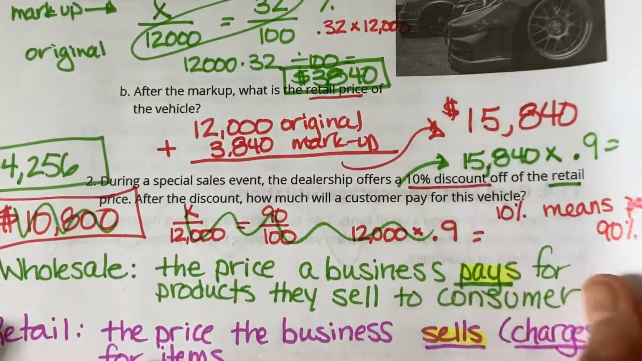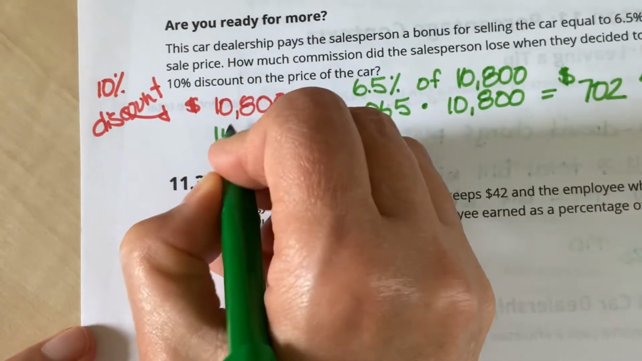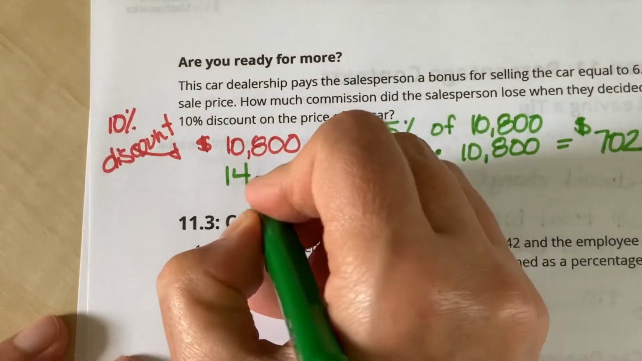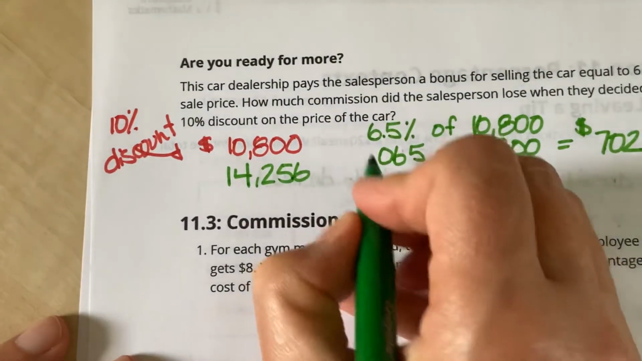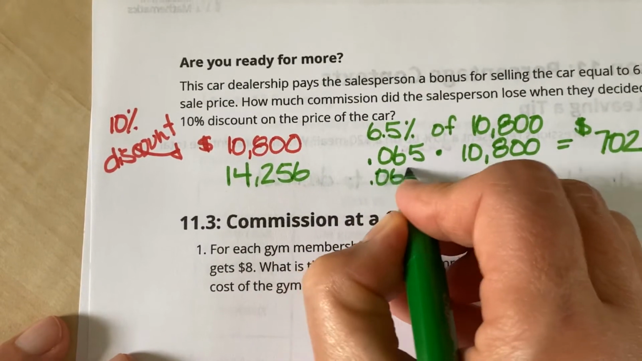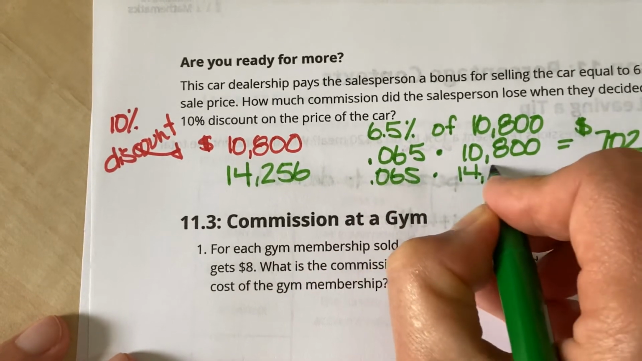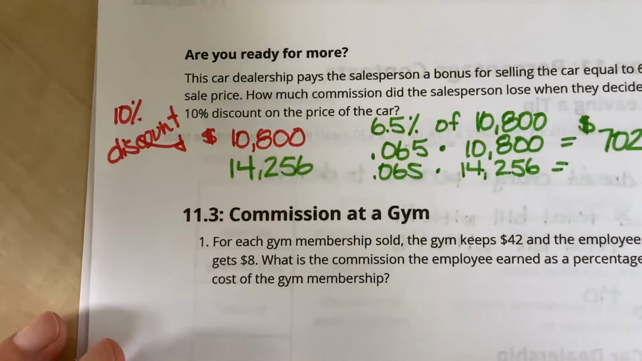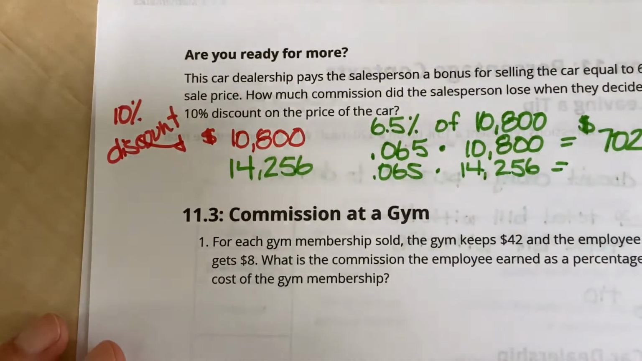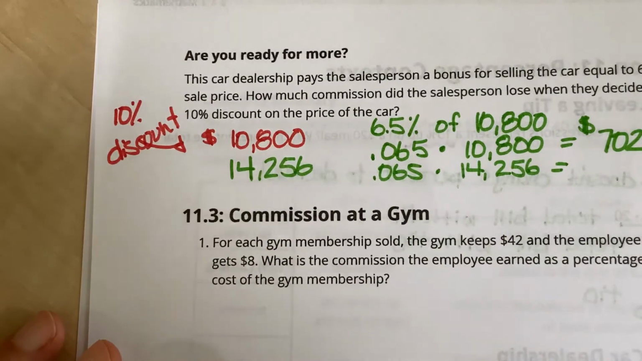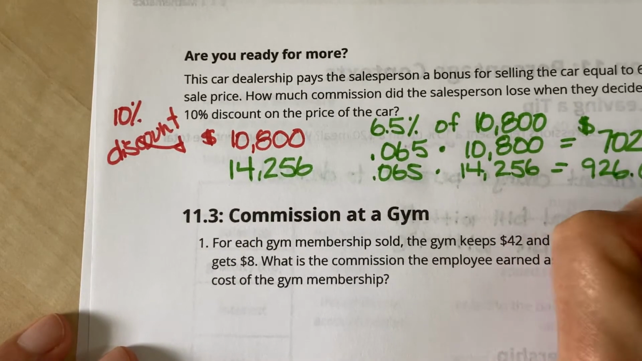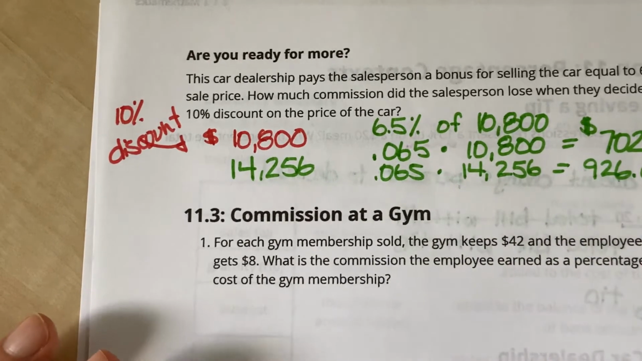All right, so I'm going to switch this up. 14,256. So if he did 0.065 times 14,256, I get 926.64. That's what the salesman made.